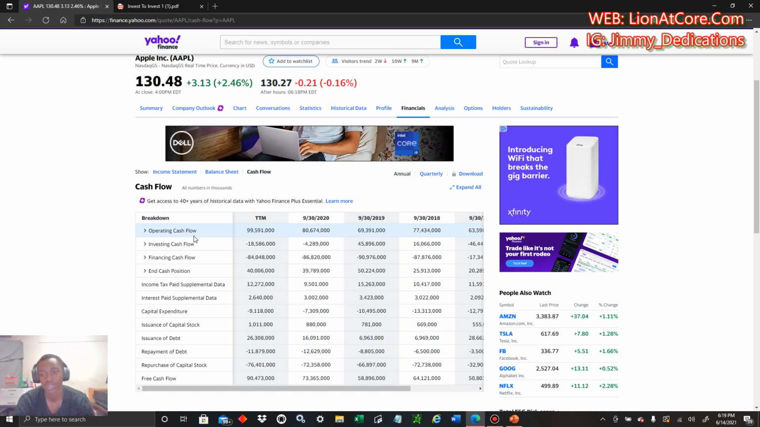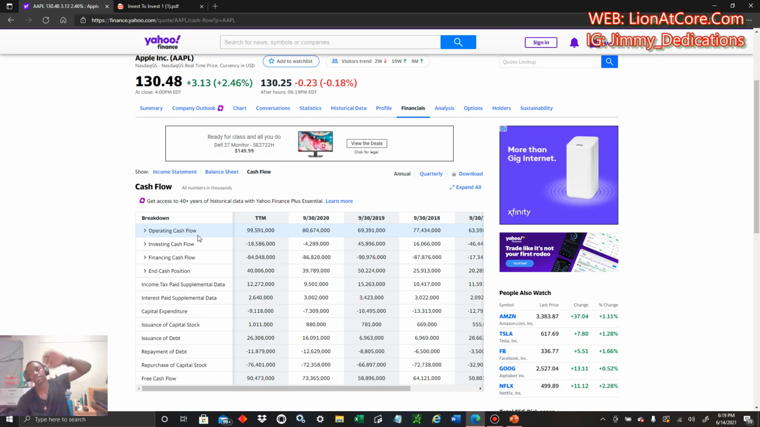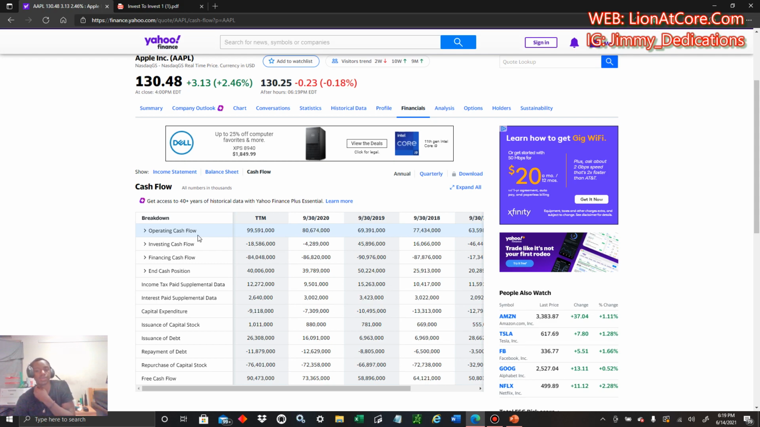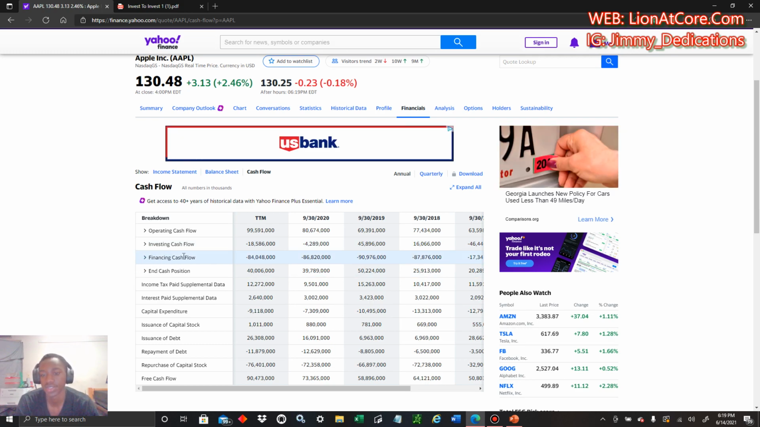Right here it teaches you, it shows you the cash flow: how much money they're spending on operating, how much money they spend on investing, how much money they spend on financing, and their ending cash position. So investing cash flow is the cash flow from investing. Financing cash flow is from financing. Add them together.